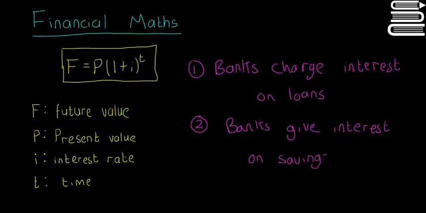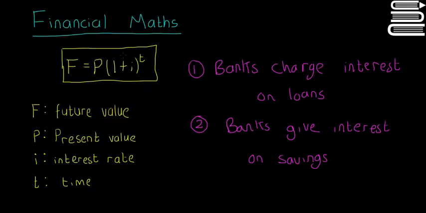So you need to know these two things. Banks charge interest on loans. If you don't pay them back, the amount of money you owe is going to go up and up and up. And if you have a savings account with loads of money in it, the amount of money in your savings account will also go up and up and up. You might be wondering how banks make money if they're giving you free money, but they charge a lot more interest on loans than they give you on savings. They give you a little bit of interest here, they charge a lot of interest here.